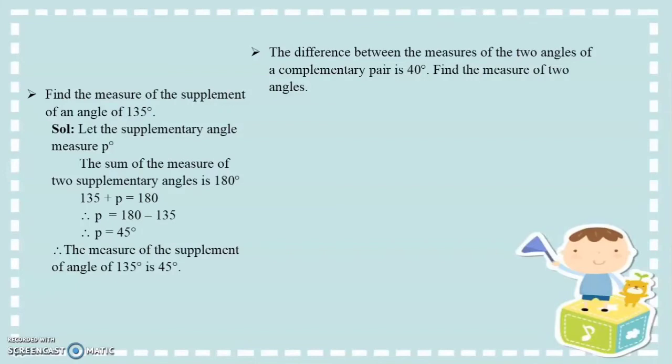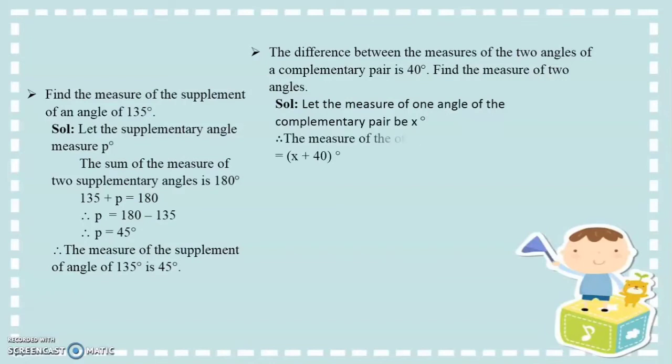So if we consider one angle as x and add the difference, that is 40 degree, to the other angle, we will get the measure of the other angle as x plus 40. So let the measure of one angle of the complementary pair be x degree. Therefore, the measure of the other angle of the complementary pair is equal to x plus 40, because they have given us the difference as 40 degree.